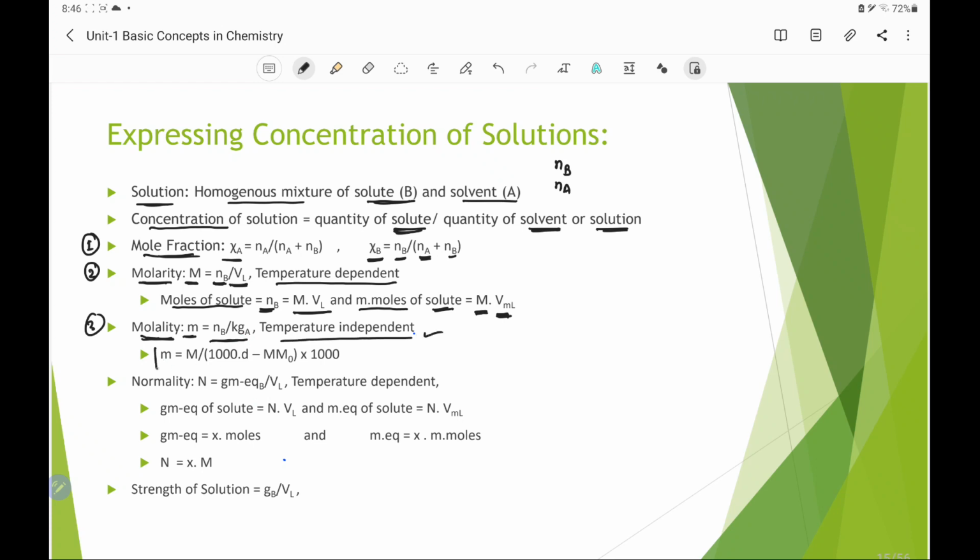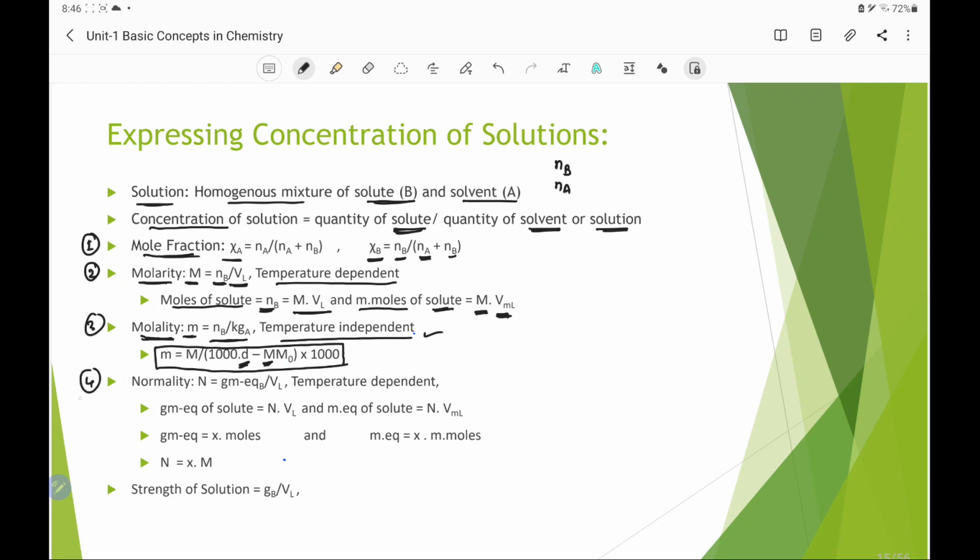And there is a very important relation of the molality in terms of molarity. This is small m, the molality, equal to capital M, which is the molarity, divided by 1000 into D, D is the density of the solution, minus M into M0. Here capital M represents molarity and M0 represents the molar mass of the solute, and it is multiplied by 1000. So this formula is important.